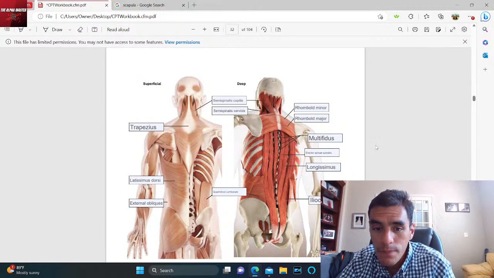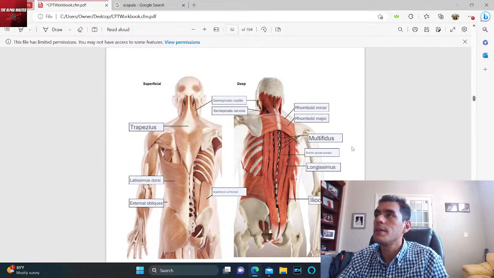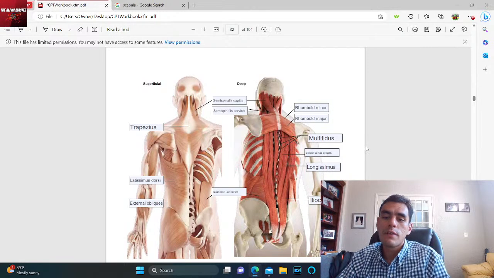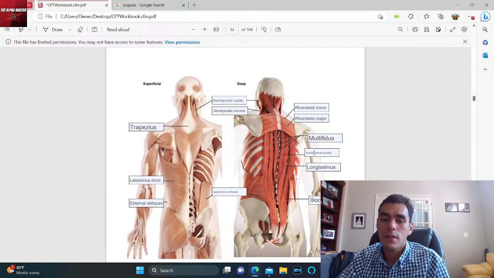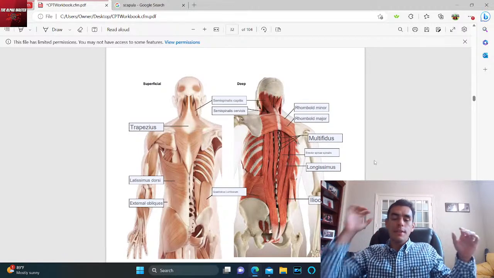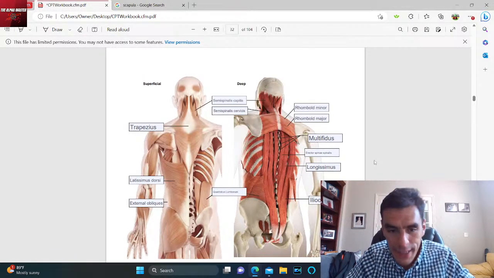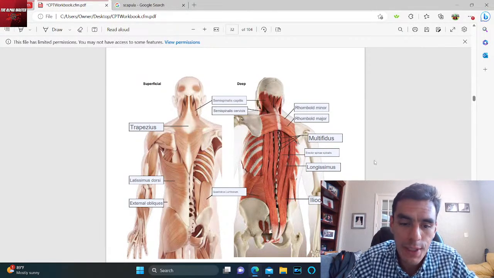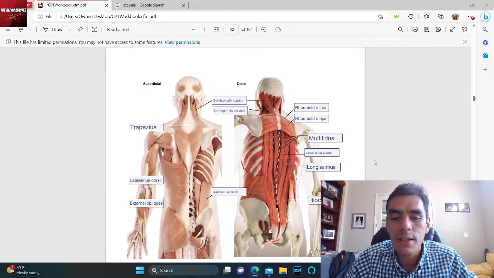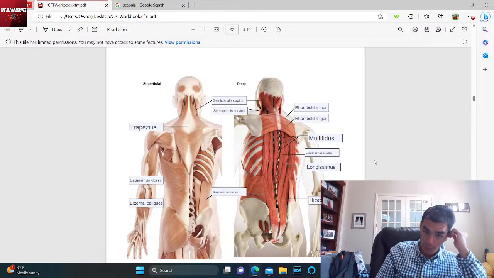Then you have the multifidus, which are all those muscles around the spinal column. You have the erector spinae spinalis, right in the middle. The longissimus, which is going to be around that vertebrae muscle. You have the quadratus lumborum, which is going to be near the pelvis. And finally, the iliocostalis, which is going to be really close to the rectum.